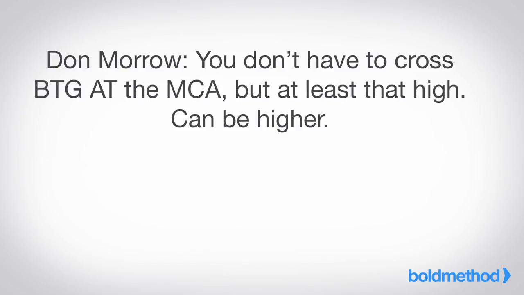Okay, looks like we got another question. Okay, next up, and not so much a question, but just a good comment here from Don. And he says, you don't have to cross BTG at the minimum crossing altitude, but at least that high. You can also be higher. That's right, Don. No, exactly. And so you're right. It's the minimum crossing altitude. It's not a mandatory altitude. And ideally, you would obviously want to be higher than that as you continue your climb on out.